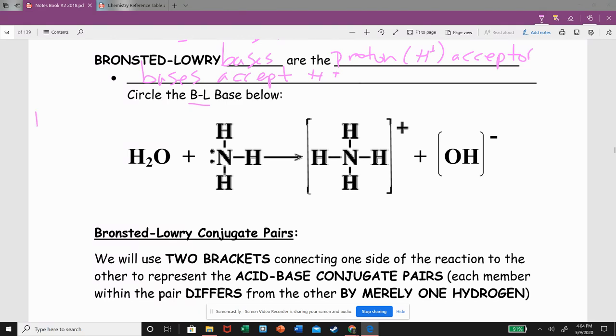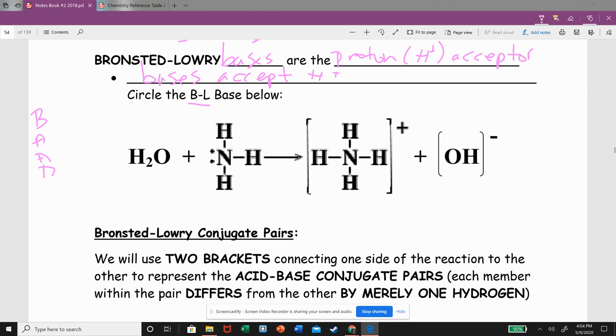So now this is why I called this the bad theory. Right? So BAAD, the bad theory, because bases accept and acids donate. I want you to take a peek at that, and I want you to see which one do you think is the acid and which one is the base.